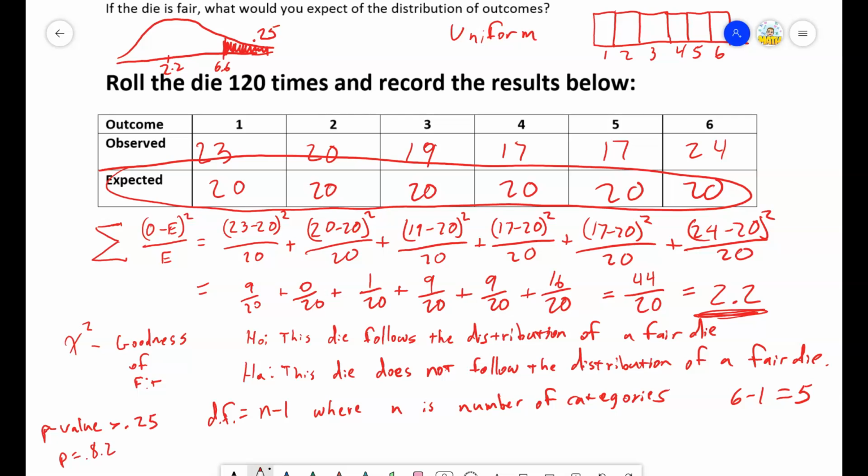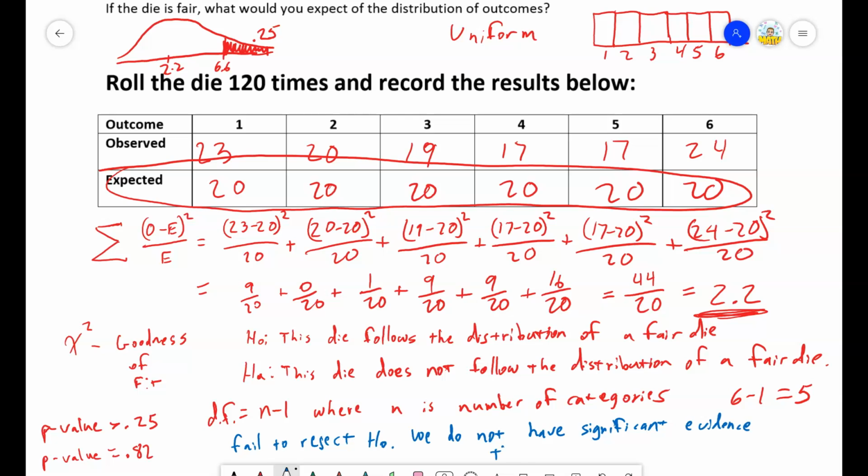So we know what a p-value of 0.82 means. It means we would fail to reject H0, right? And this is going to sound like a double negative, but it's a correct way to articulate this. We do not have significant evidence that the die is not fair. That's the way our justice system works. That's the way our hypothesis testing works. So we do not have significant evidence that the die is not fair.